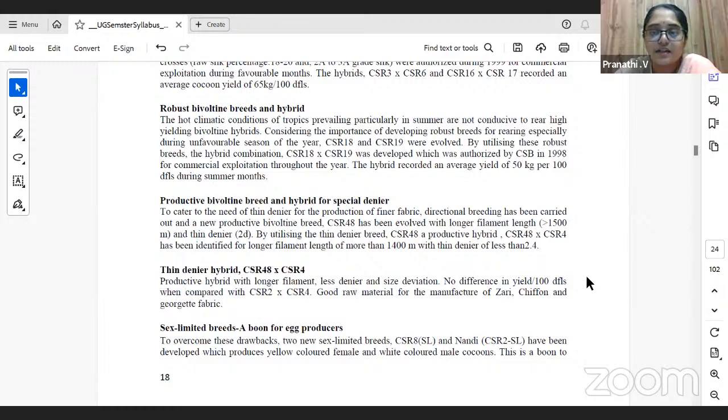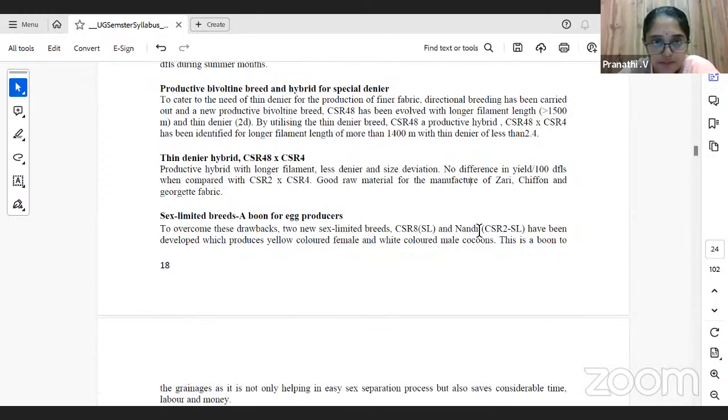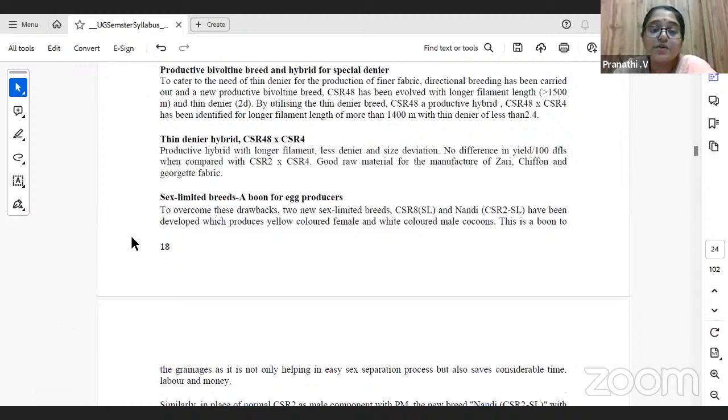No difference in the yield has been seen basically, and it is a good raw material for manufacture of zari, chiffon and georgette fabrics. So they're all different types of silk now. When it comes to the sex limited breeds, they are pertained or restricted to either the male or the female. That is a boon for the egg producers. Certain drawbacks are also there. Two new sex limited breeds, that is CSR 8 SL and Nandi CSR 2 SL, have been developed.